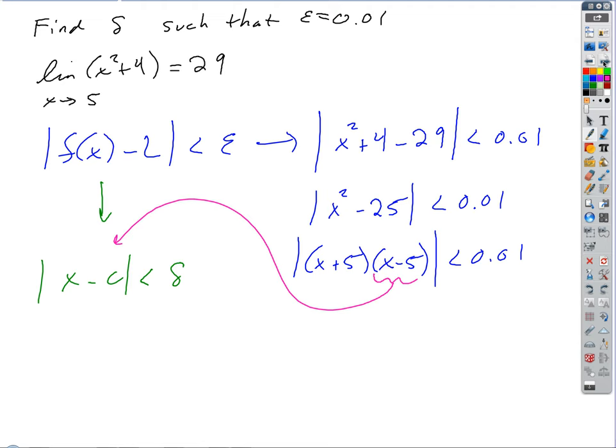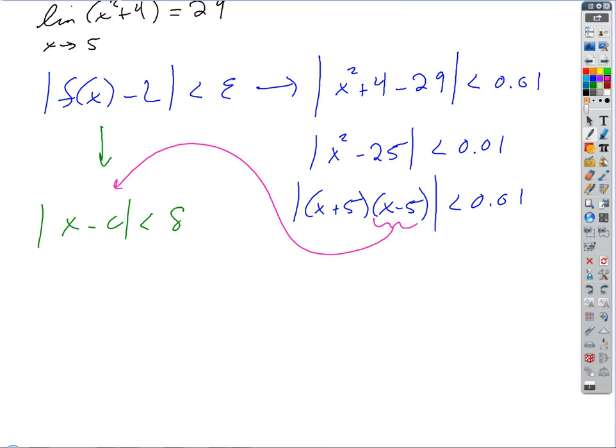Okay. So this is looking promising, but what do I do with that x plus 5? What do you think? Can I make two separate absolute values? Yeah, good. Okay, I can split it up. Let's split it up. So let's make this the product of the absolute value of x plus 5 and the absolute value of x minus 5.